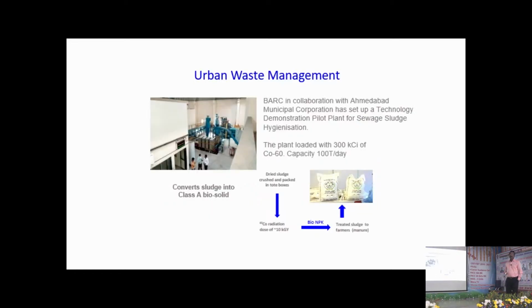Urban waste management, many municipal corporations, whatever actual sewage sludge, I think there are people from RTD here. So this is another technology, irradiation of sludge can produce what you call biogold. Manure can be produced, and this is also happening at many municipalities. Basically cobalt 60 is used as the isotope to irradiate and then produce manure.